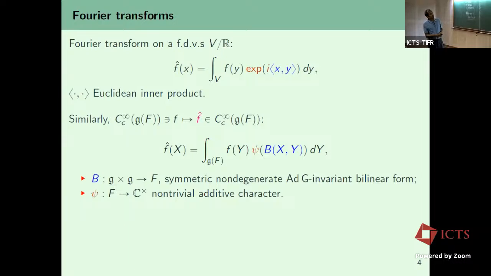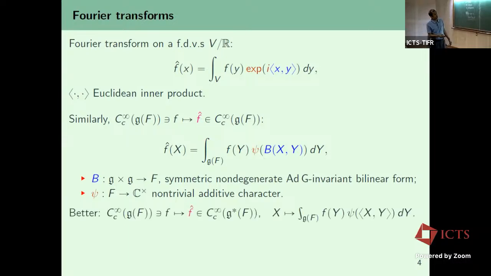So the point is that, okay, but a better perspective is actually to define the Fourier transform from functions on the Lie algebra to functions on the dual Lie algebra. Okay.